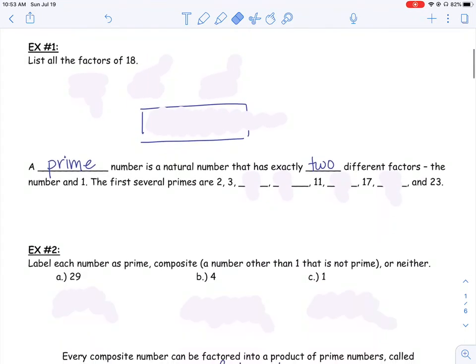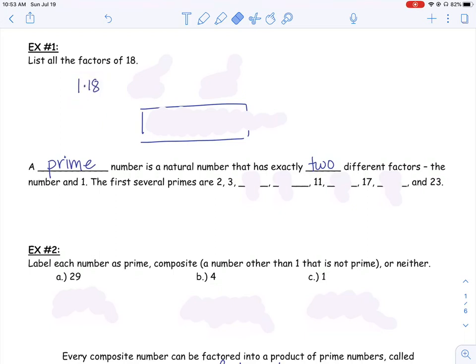So in example 1, it asks us to list all of the factors of 18. And so factors mean what two numbers multiply together to give us 18. So why don't you try to pause the video and see if you can come up with all the different factors of 18. What two numbers multiply together to give you 18?